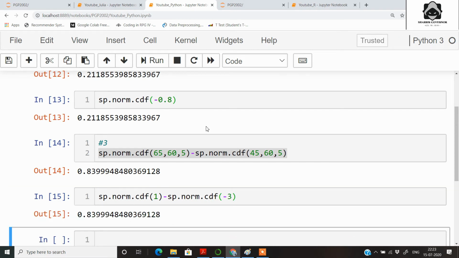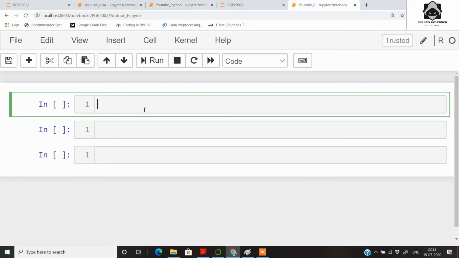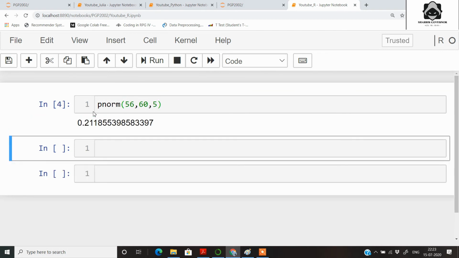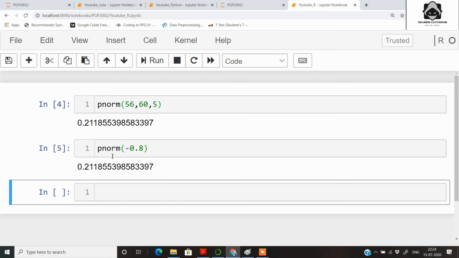So now let's see how we can obtain the same results in R programming. Now I have opened the R notebook. You can see here that it is an R notebook, and the function for CDF in R is given by pnorm. For the first question, we will be passing in 56, comma mean that is 60, comma standard deviation that is 5. So this was for the normal procedure. Then pnorm of minus 0.8 was for the standard normal distribution.